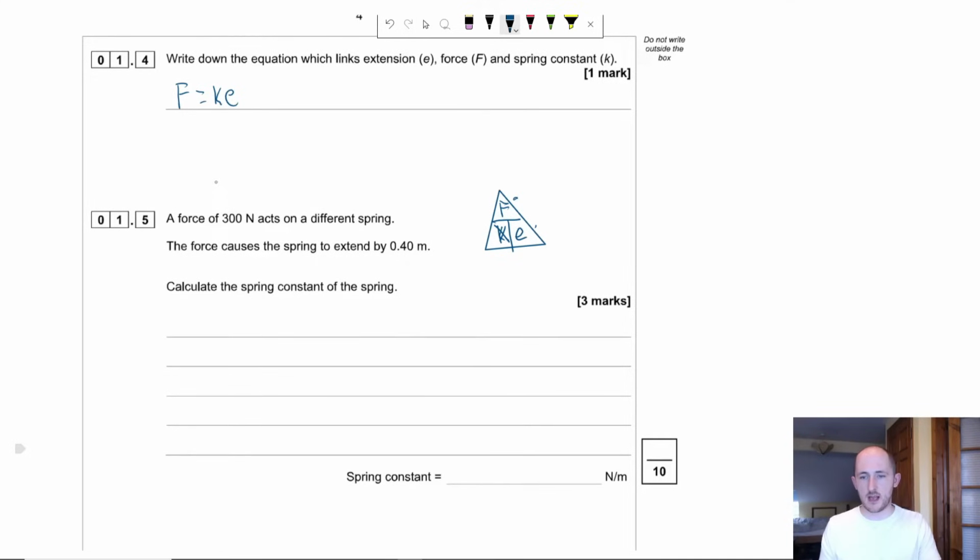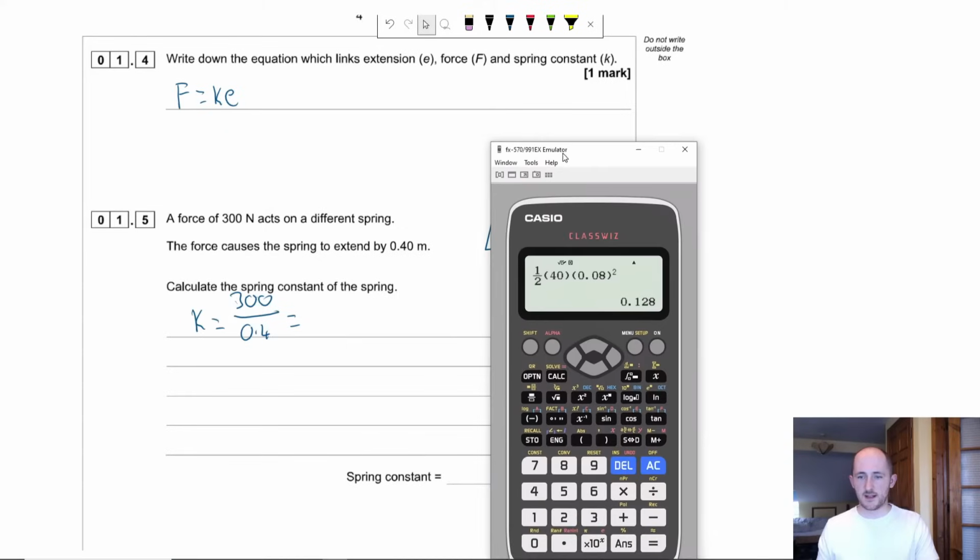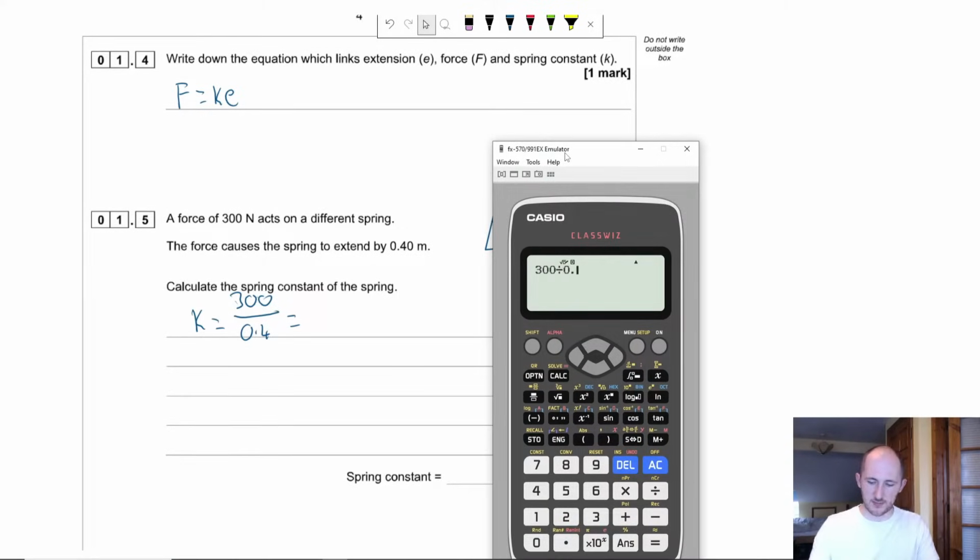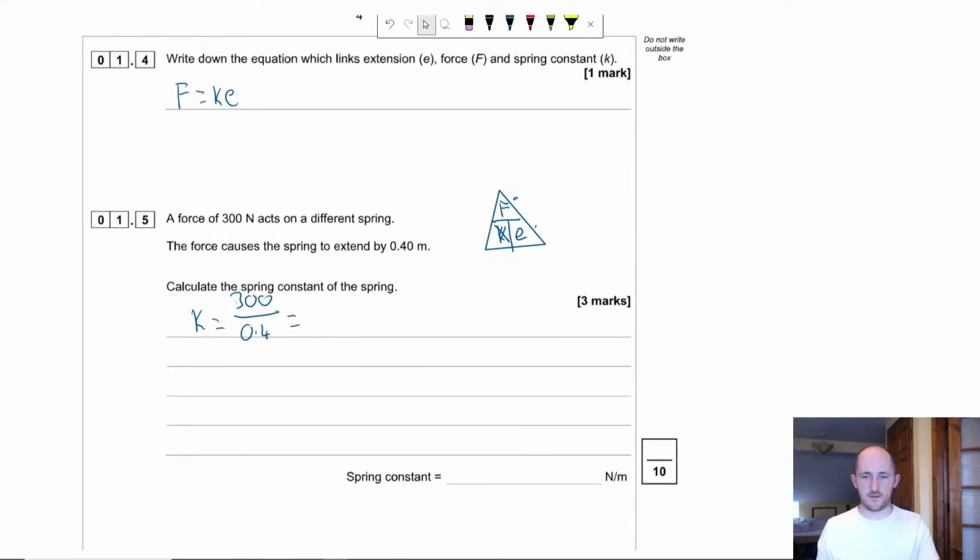But either way, the way you're going to do it is you're going to take the force, 300, and you're going to divide by 0.4. And that's for 3 marks. Like, that's not bad at all. So 300 divided by 0.4 gives me 750. Now, of course, you need to remember the units, but in this question in particular, they've given them to you. So it's even easier. 3 marks, in my opinion, not that bad.